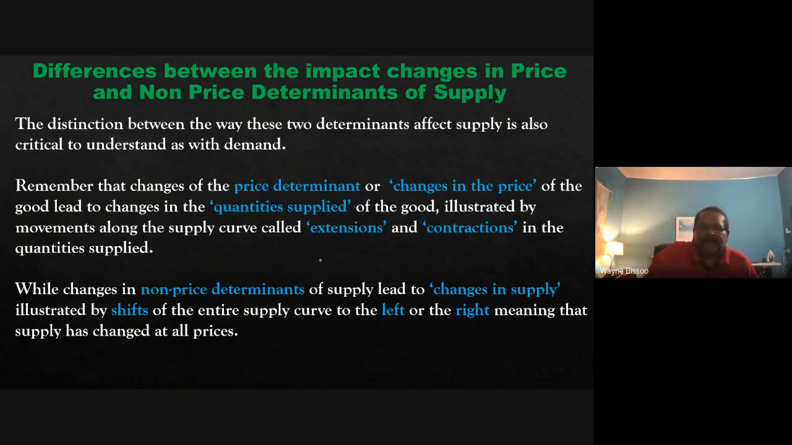So again, it's important for you to remember to get the distinction between what causes changes in quantity supplied, which is caused by a change in price, which is the price determinant, and the impact of a change in a non-price determinant causing changes in supply, which is the entire supply curve shifting to the left or to the right. So pay attention to that. Those are critical because when we start to look at equilibrium, we have to look at them together.